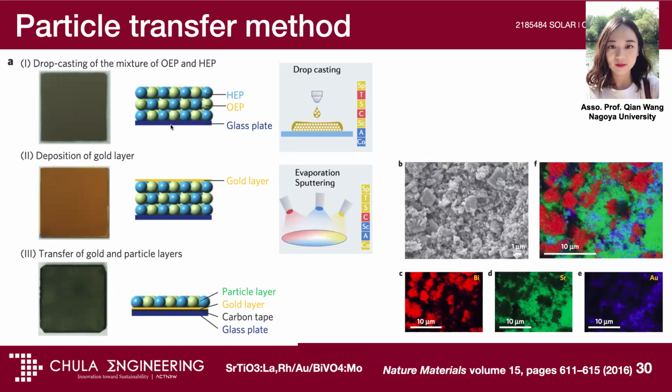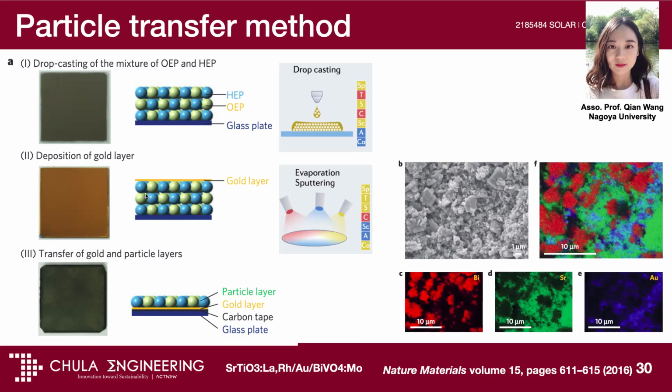She has a glass plate. She drop casts her OEP and HEP together onto the glass plate. Then the two particles are still not communicating. You need something conductive to make the two particles connect and communicate. So she deposits a gold layer on top. After that, she puts tape on top of the gold layer and then peels off the material. That's why it's called particle transfer.